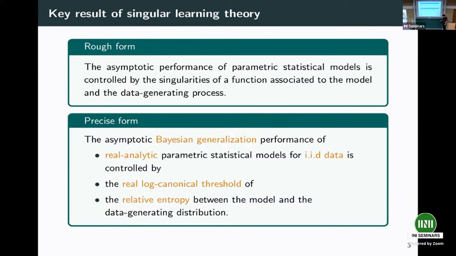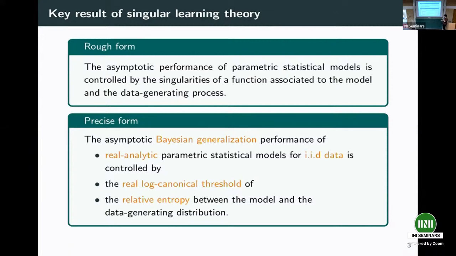The key result of Watanabe, in rough form, says that the asymptotic performance, which we will make precise, of a parametric statistical model is controlled by the singularities of a function attached to the model and the data generating process. The precise form is that the asymptotic Bayesian generalization performance of a real analytic parametric statistical model, for data which is independently and identically distributed, is controlled by an invariant of singularities called the real log-canonical threshold, for the function given by the relative entropy between the model and the data generating distribution.